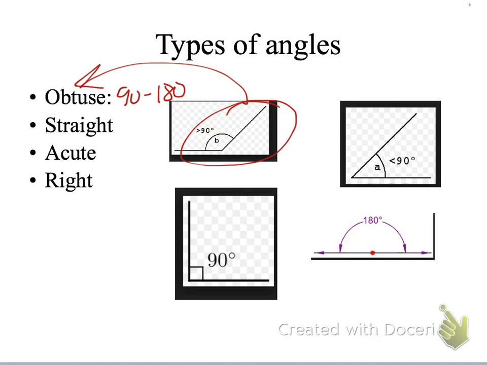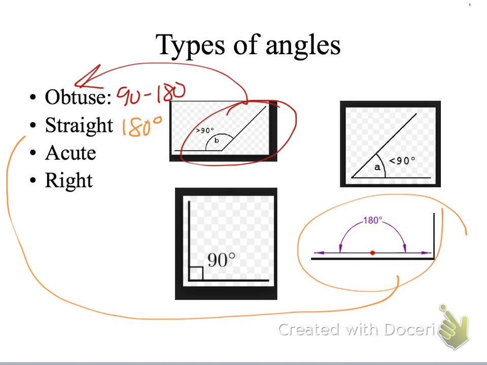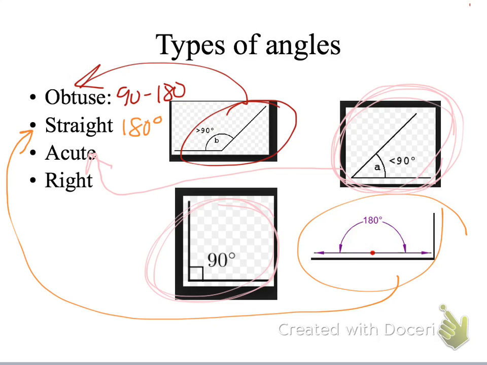A straight angle is going to be a straight line, so it's going to equal 180 degrees exactly. A straight line is right here, and that's going to be my straight angle. An acute angle is going to be something that is smaller than 90 degrees, so it's going to look like this one. It can be between 1 and 89 degrees. It cannot be 90 degrees. So a right angle is going to be this one, which is exactly 90 degrees right here.